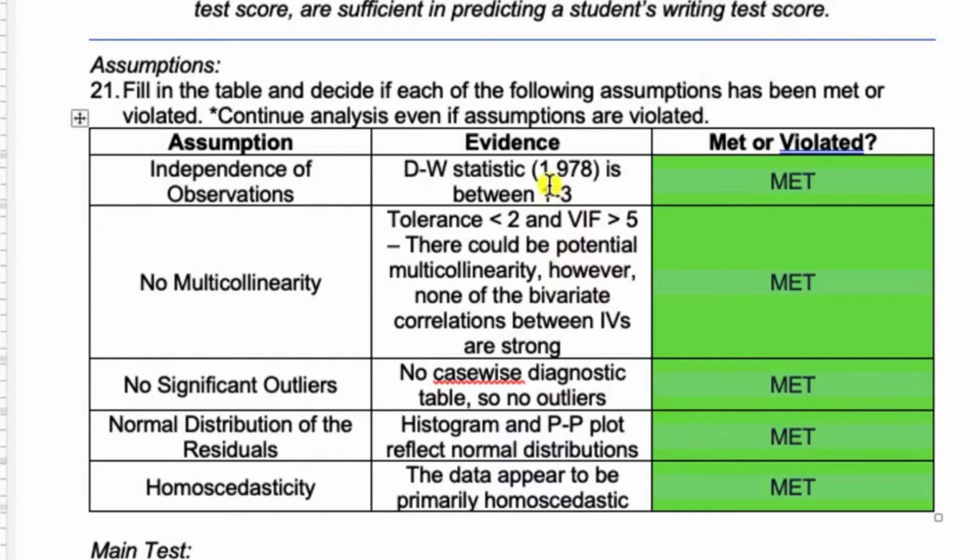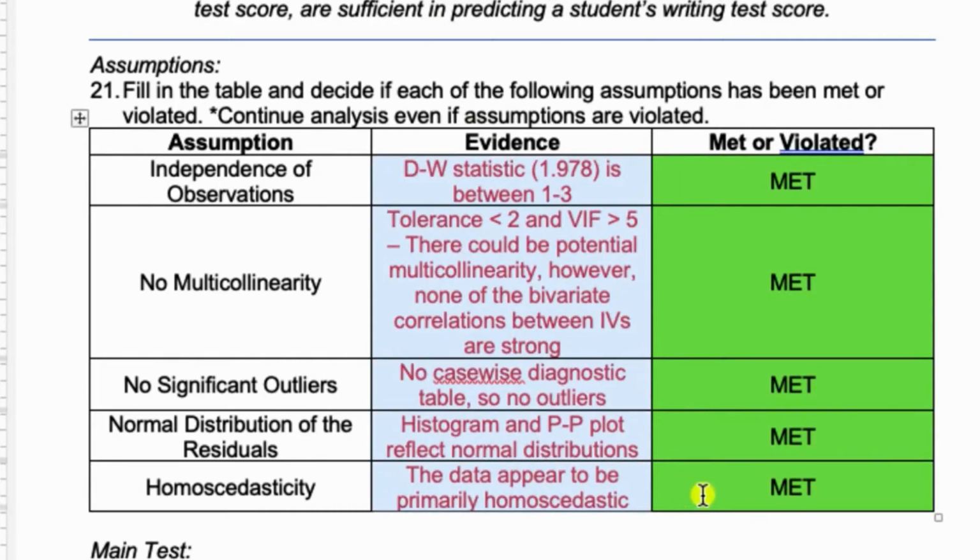And some of these are a little bit more subjective in nature. So I grade these with a little bit of leeway, but as long as you provide the correct evidence, like if I'm looking at independent observations, I know I need to look at a Durbin-Watson statistic, or if I'm looking at multicollinearity, I should be looking at tolerance and VIF, right? Whether your actual conclusion on if you've met or violated is correct or not, as long as you provided the appropriate evidence in the exam, and I can follow your reasoning as to why you ended up meeting or violating, then you should be good to go and your bases are covered.